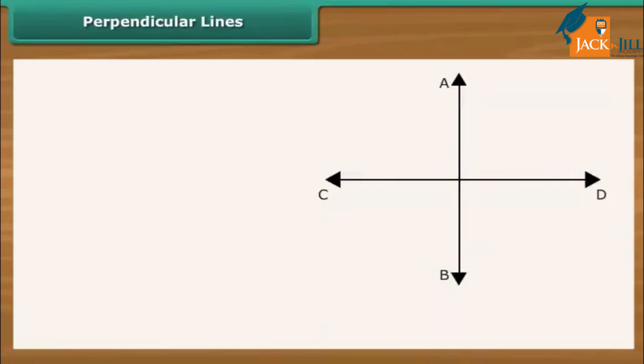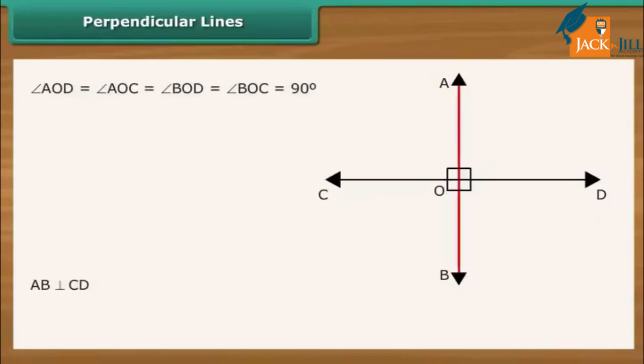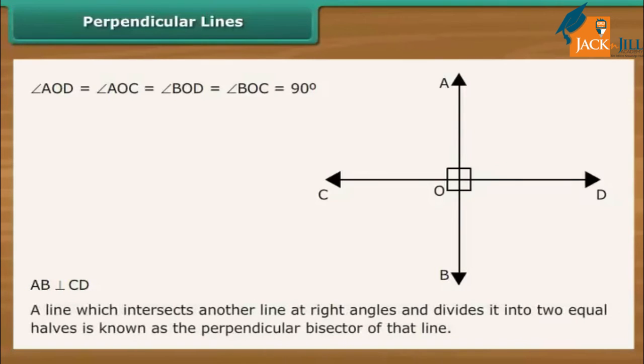Perpendicular lines. Look at these two lines. AB intersects CD. The point of intersection of the two lines is O. The four angles formed at the point of intersection are 90 degrees each. Therefore, the two lines are said to be perpendicular to each other. If O is also the midpoint of CD, then AB bisects CD because it divides CD into two equal halves. Such a line which intersects another line at right angles and divides it into two equal halves is known as the perpendicular bisector of that line.